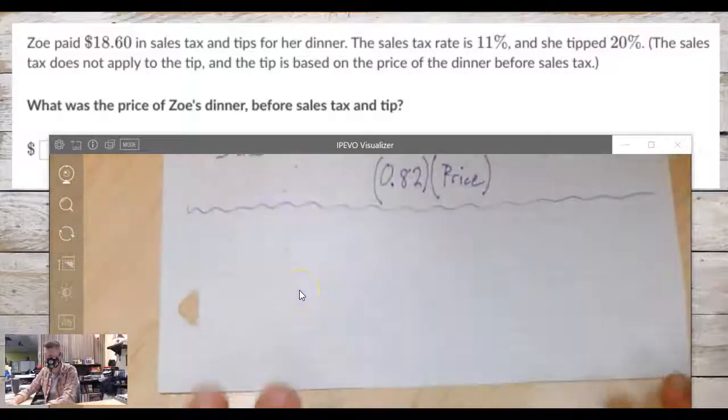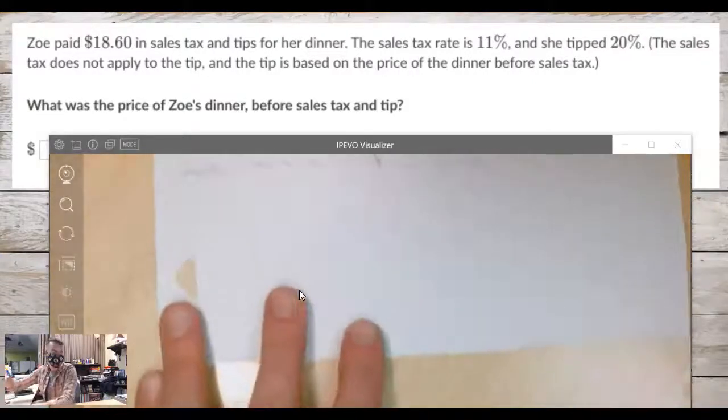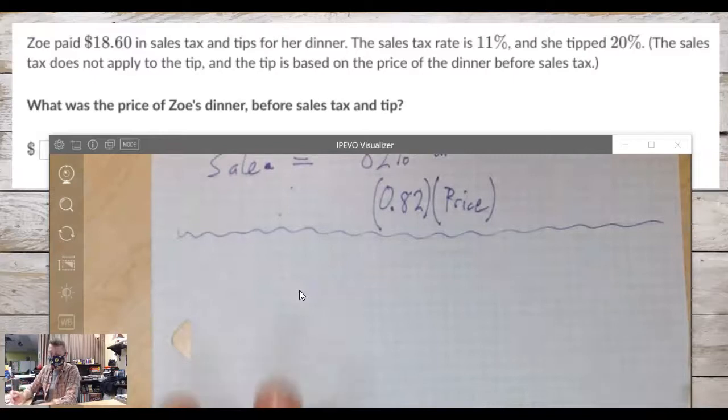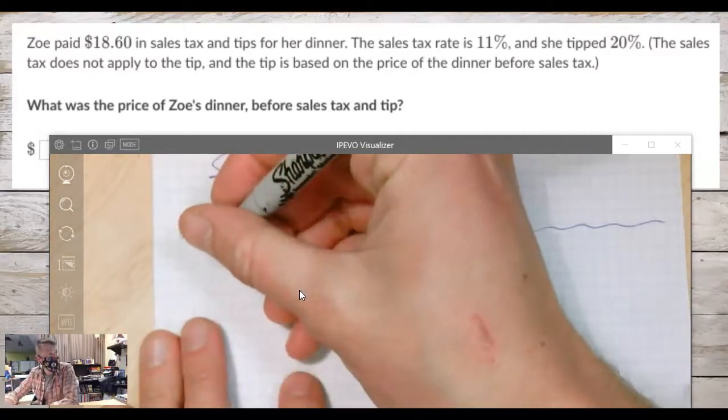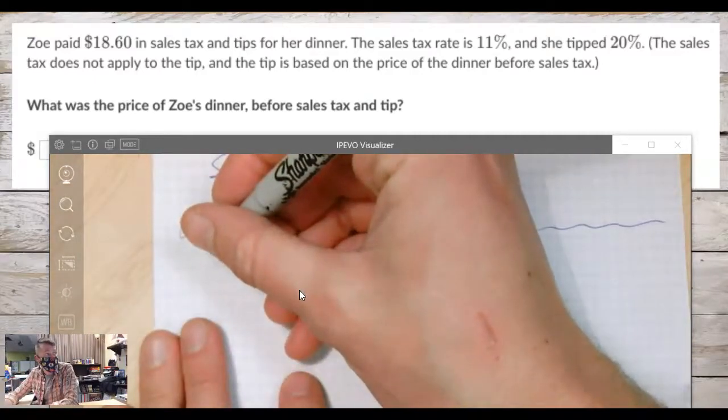All right, so this is a really good problem. Actually, I think this is a good toughie. If we read the problem, you can go ahead and read the problem on your own. So exactly what we were just saying is tip and tax are both based off of the dinner price.